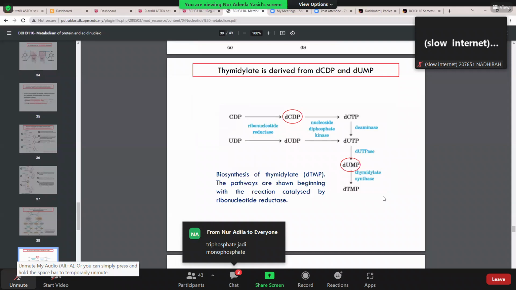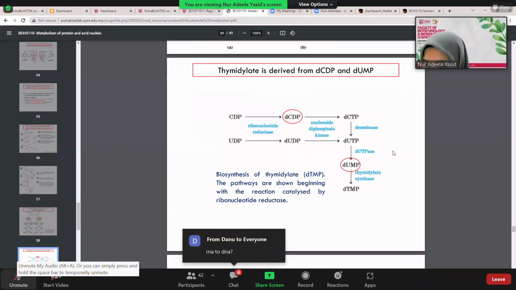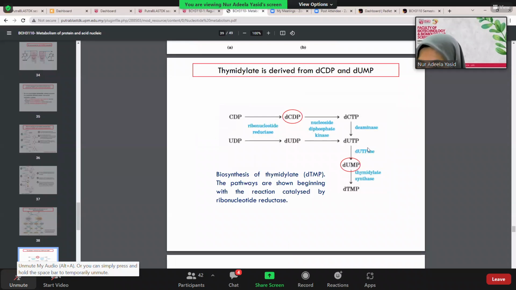Phosphate jadi monophosphate. So at this first step, from this UTP, before it can be converted to DTMP, it needs to undergo dephosphorylation to form DUMP. Once it has only one phosphate, then it can be converted to DTMP.